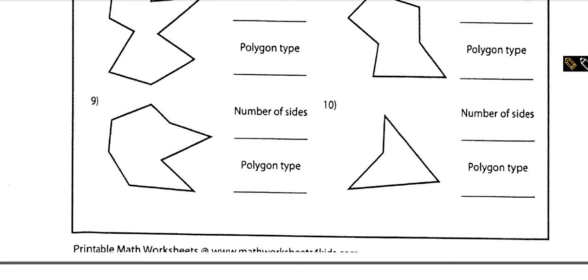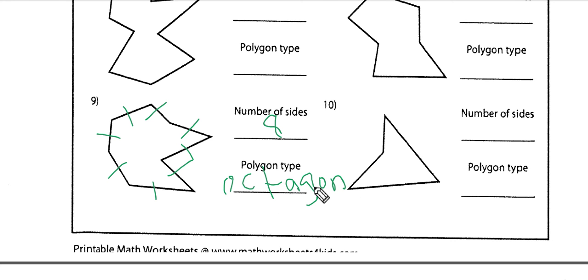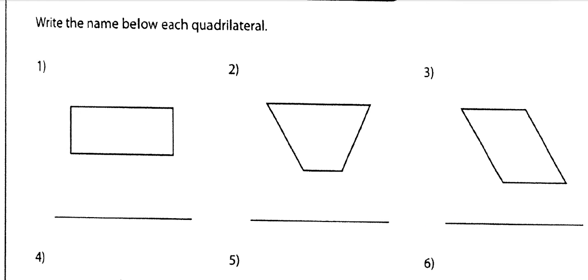So, all right. Okay, let's see. Number of sides 1, 2, 3, 4, 5, 6, 7, 8. That's an octagon. And number 10, 4 sides. Quadrilateral. Because quadrilateral means 4 sides.